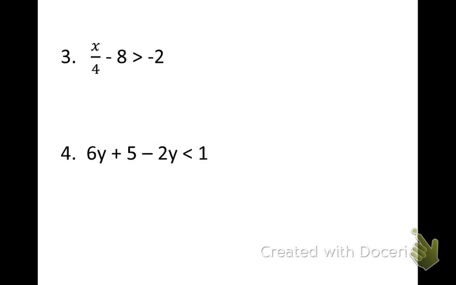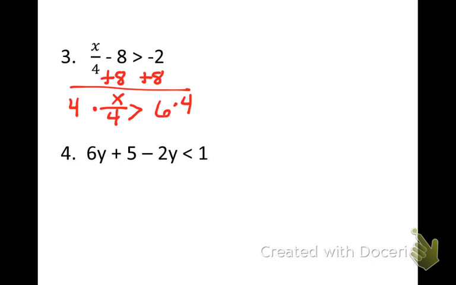In this problem, we need to say what's the opposite of subtract 8? Add 8. So I need to show adding 8 to both sides. That leaves me x over 4 is greater than, the signs are different, so you're going to subtract, giving you 6. Remember, this bar means divide, so the opposite of divide is multiply by 4.